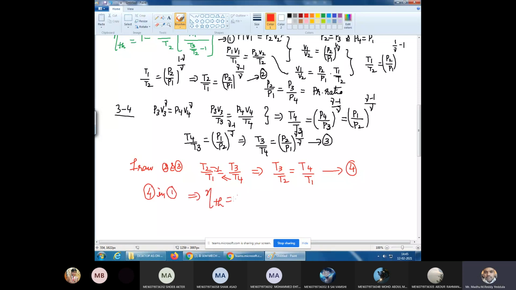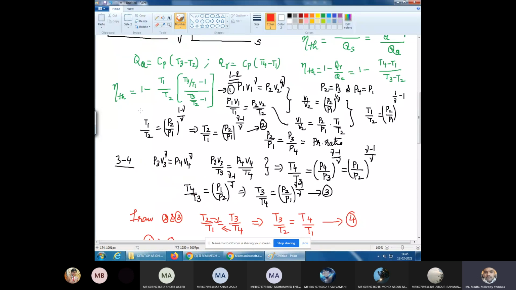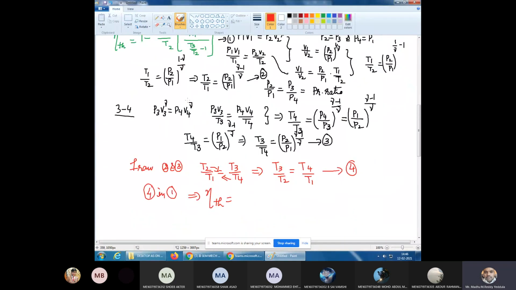What will you get? Thermal efficiency is equal to, see, if you keep what we got, T4 by T1 is nothing but T3 by T2, meaning this will be cancelled. Yes or no? You are left with 1 minus T1 by T2. Again, we know what is T1 by T2?